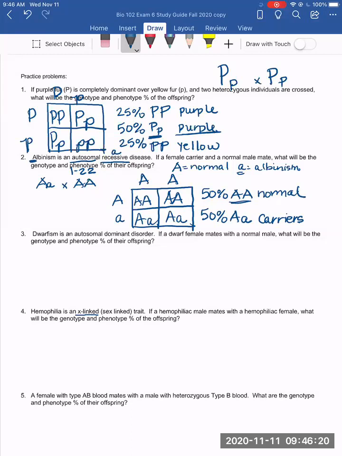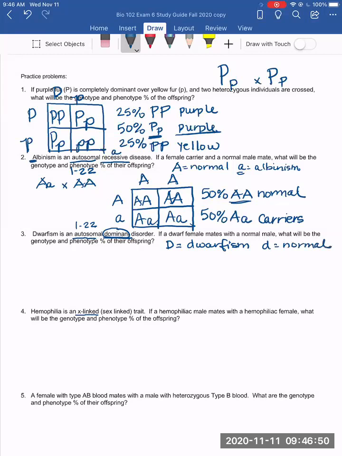The next question is different because now it's autosomal dominant, meaning it's carried on the dominant allele, not the recessive allele. So autosomal again means chromosomes 1 through 22. So X and Y don't figure into this. Dominant is telling you that big D is dwarfism, not little d. Little d is normal.